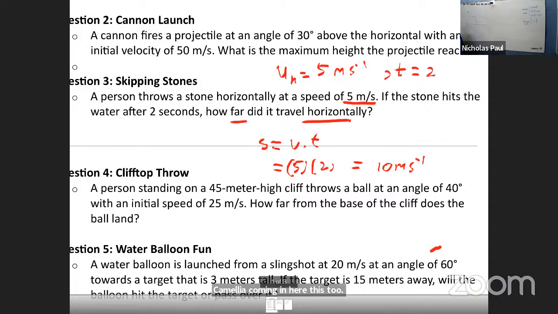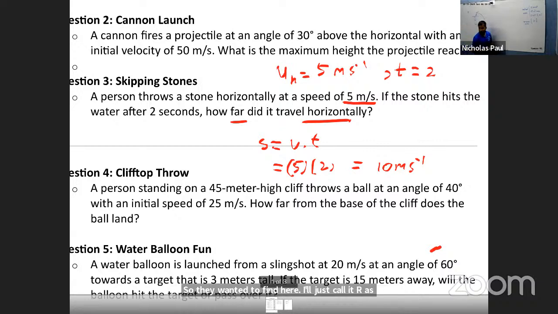Right, number 4: a person standing on a 45-meter high cliff. I just joined the diagram here and I'll take off the question. You throw a ball at an angle of 40 degrees with a speed of 25. You can take out what we have. How far from the base of the cliff does the ball land? So they wanted to find here, I'll just call it R as usual.